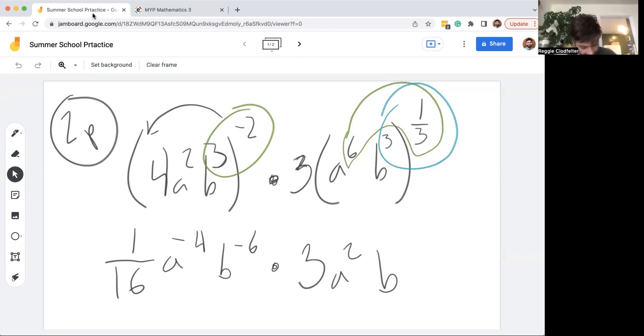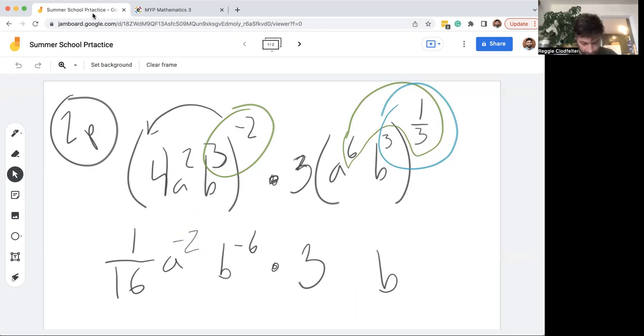So I have a to the negative 4th right here, multiplied by a squared. So we're going to add those. Negative 4 plus 2, it's negative 2. So a to the negative 4th times a squared is just going to be a to the negative second.